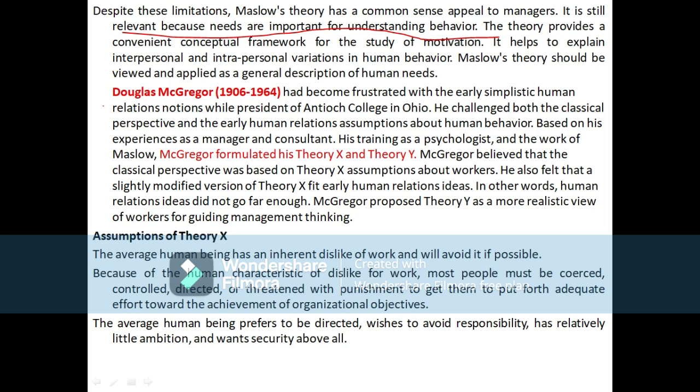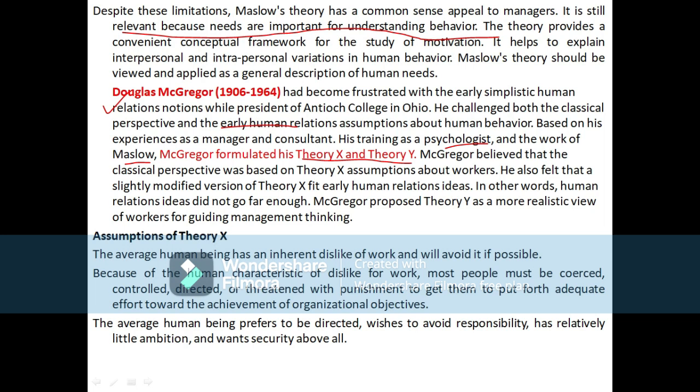Now let's look at another one, Douglas McGregor's theory. McGregor had become frustrated with the early simplistic human relations notions. While president of Antioch College in Ohio, he challenged both the classical perspective and early human relations views about human behavior, based on his experiences as a manager and consultant, his training as a psychologist, and the works of Maslow. McGregor formulated Theory X and Theory Y. He believed that the classical perspective was based on Theory X assumptions about workers.